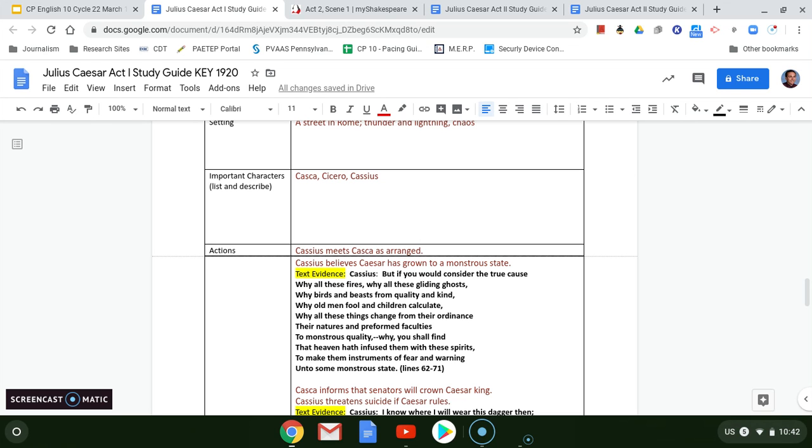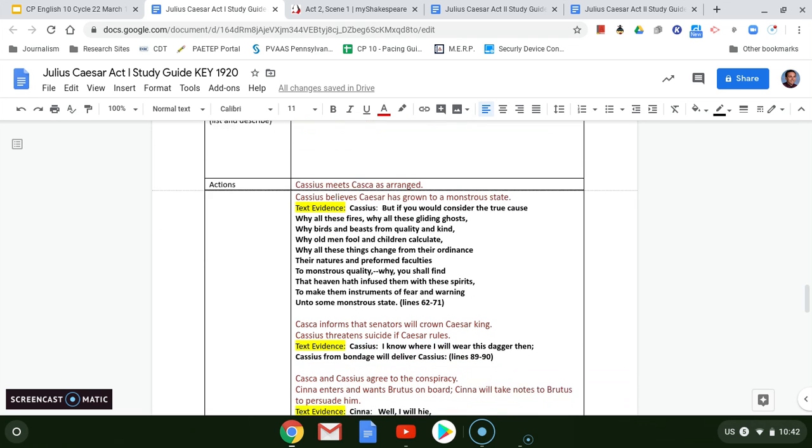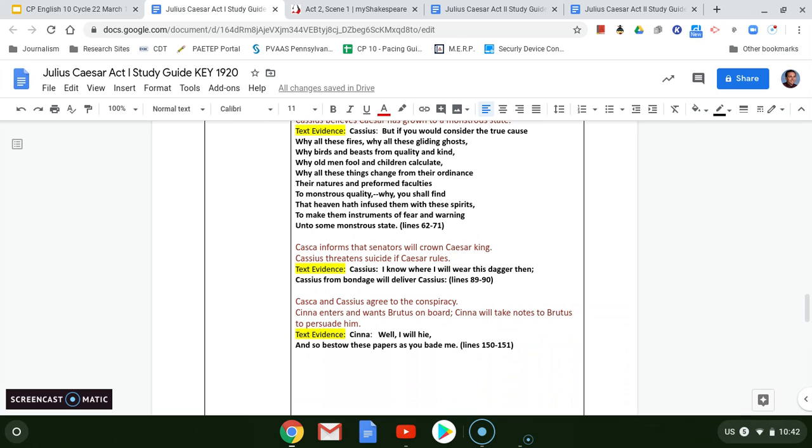Again, he's mentioning that Caesar is getting too big. People are afraid of him, and the weather is warning that Caesar is getting too big. He's too ambitious. Casca tells that the senators are going to crown him king. So even though Caesar refused the crown in front of the people, they say that the senators are going to crown him king the next day. Cassius threatens suicide if Caesar rules. He says, "I will wear this dagger." Cassius is a bit weak. This is one of many times that he will threaten to kill himself if Caesar rules.